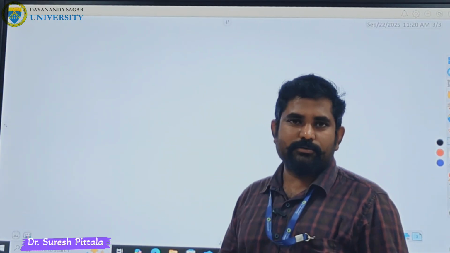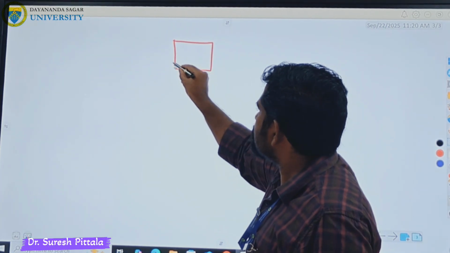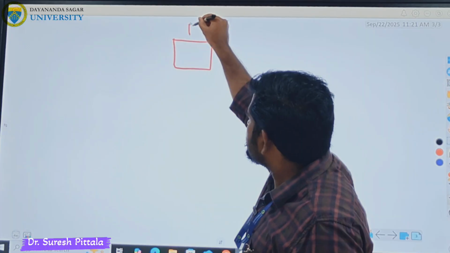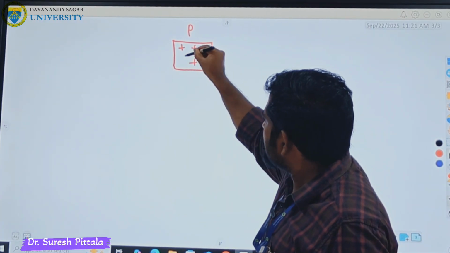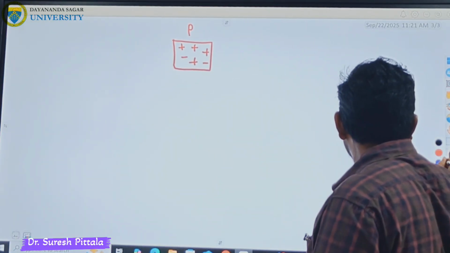Let us construct a diode. A diode is nothing but you take one P type. P type has majority holes. Minority, agreed? Okay, let me take N type now.